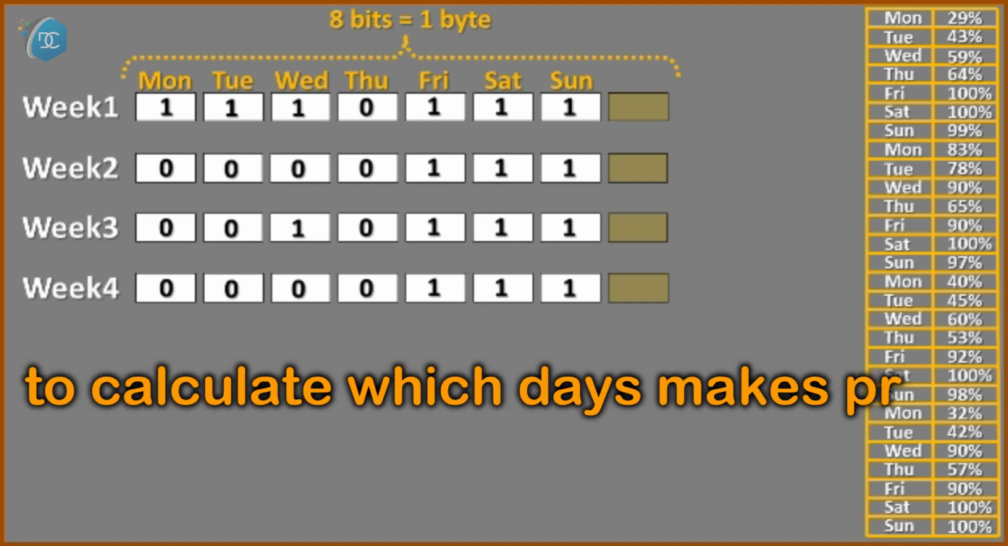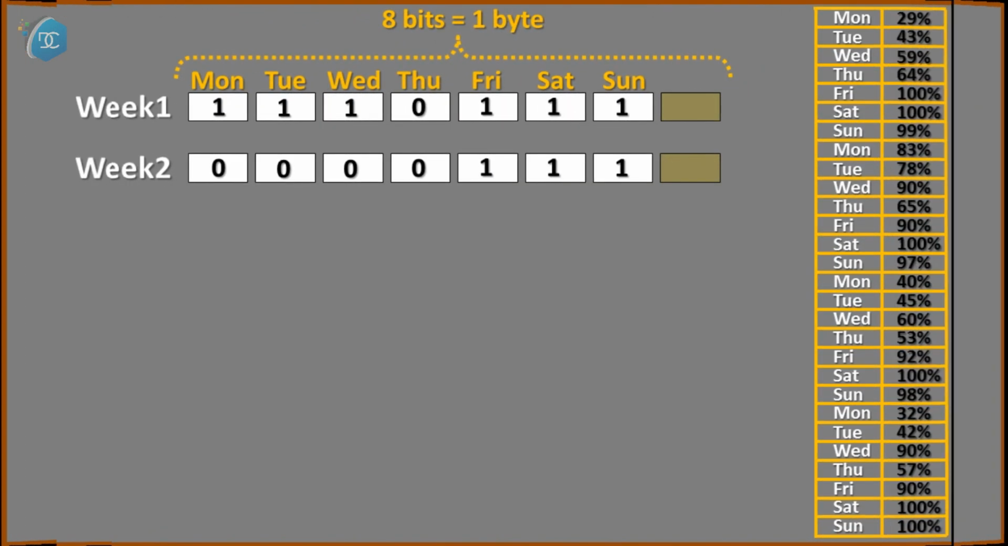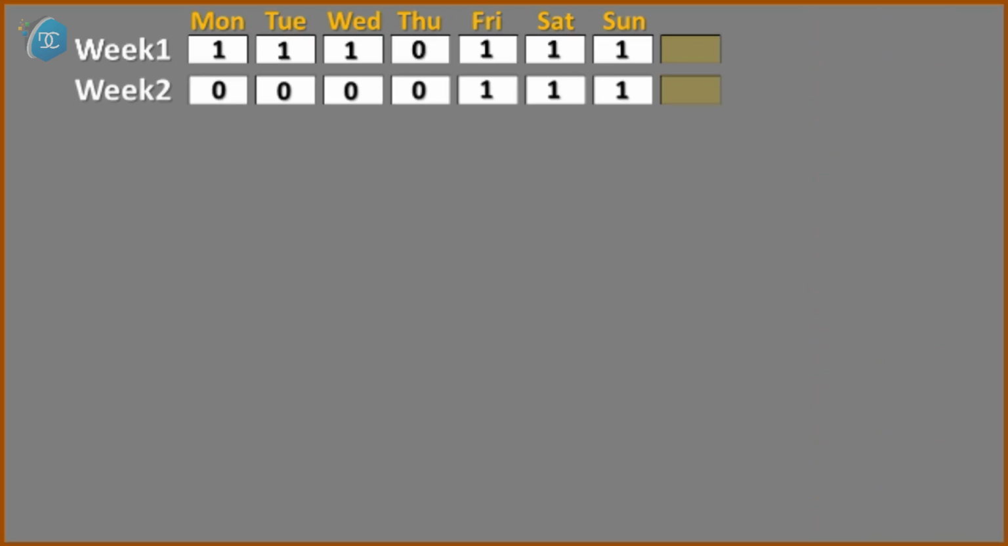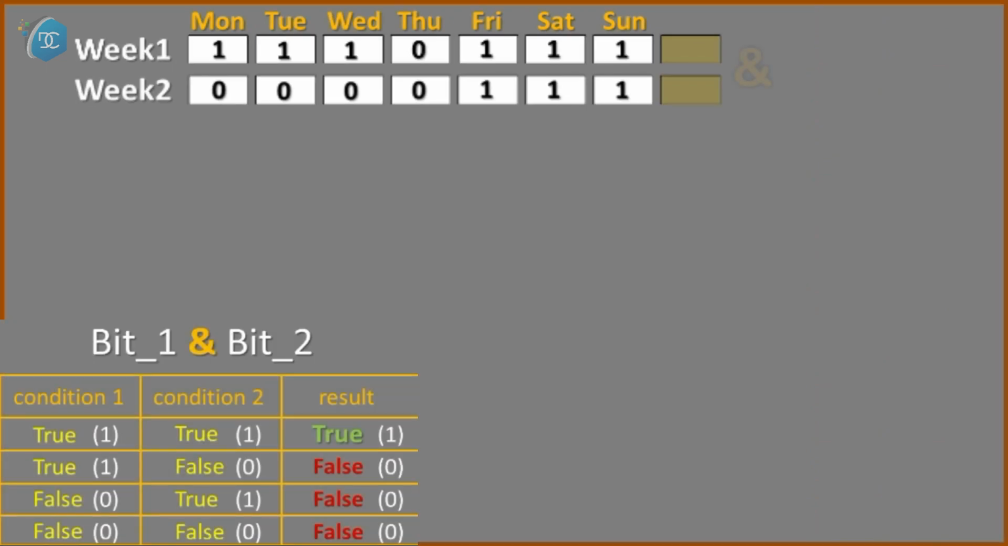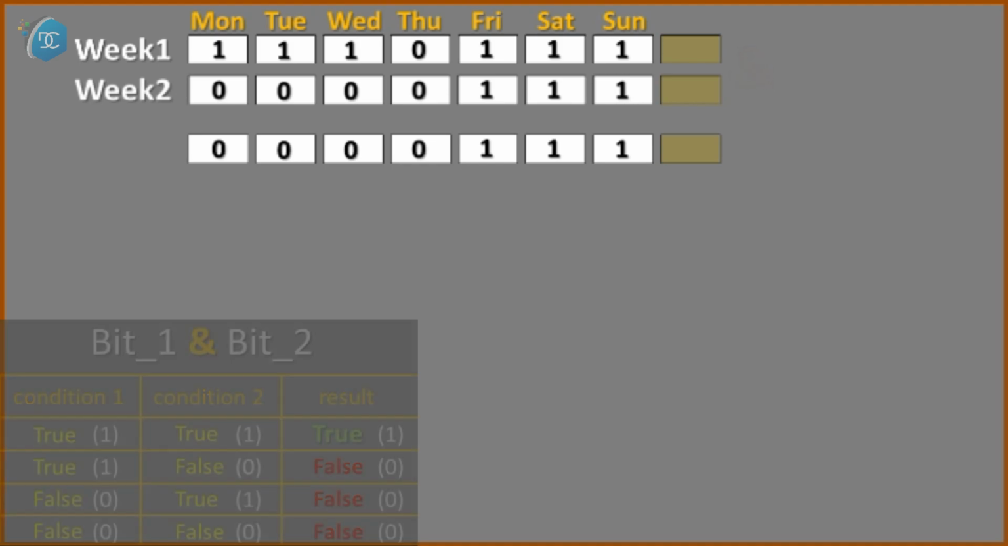So, the owner would start using the AND operator with all weeks, taking 2 at a time, in order to find out for the month. So now we take the result of week 1 and week 2 by subjecting them to a bitwise AND and write the result in this temporary byte. The individual bits will give these results for all 7 days.